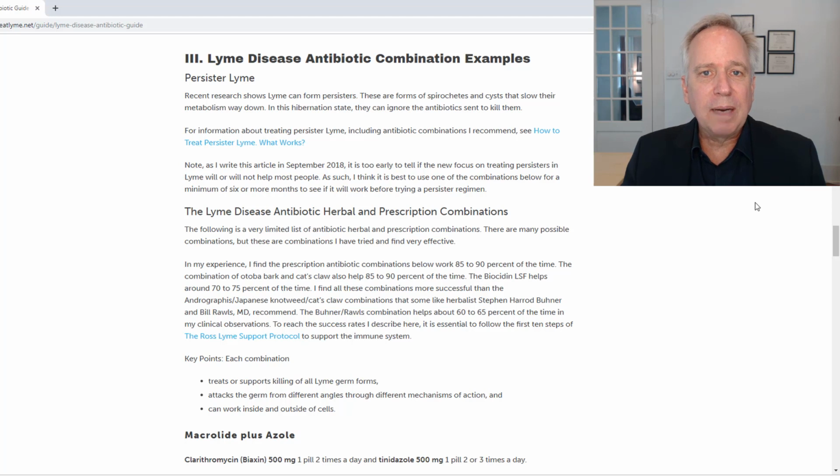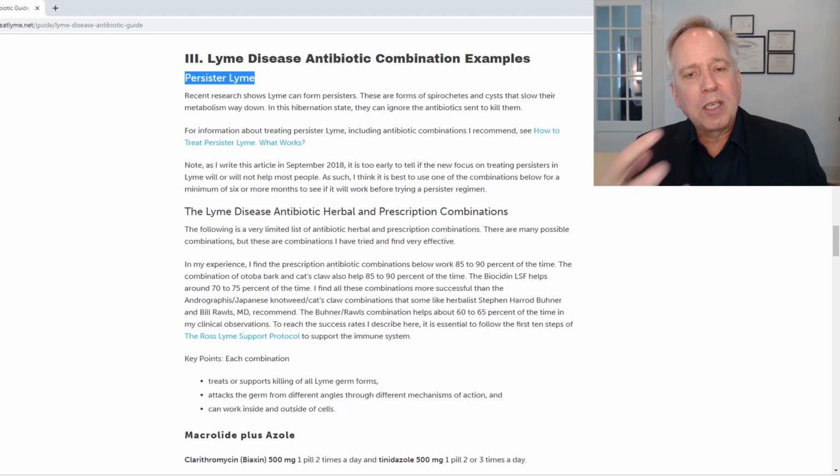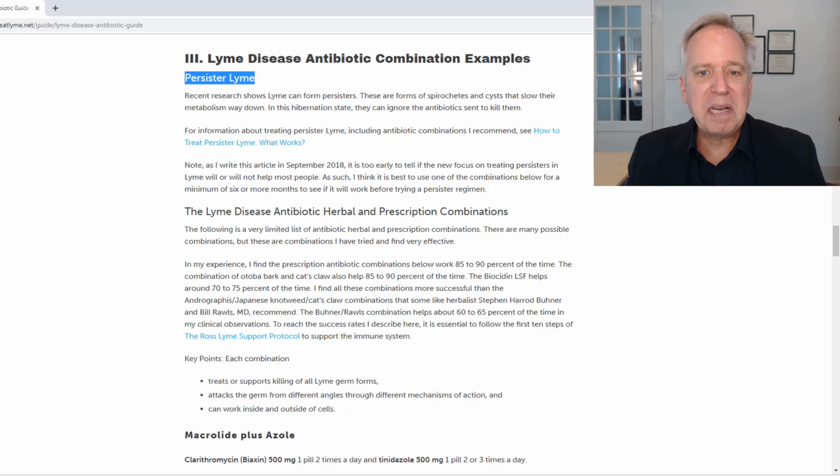So the first thing I want to talk about, though, is this concept of persister Lyme. And this is a new area where we're now aware that Lyme germs have the ability, after they've been exposed to antibiotics for a while, to go into hibernation and basically start ignoring the antibiotics. So there's research being done on various combinations of antibiotics that you might use, or even oils that you might use to deal with this. And so I have a full article about persister Lyme.